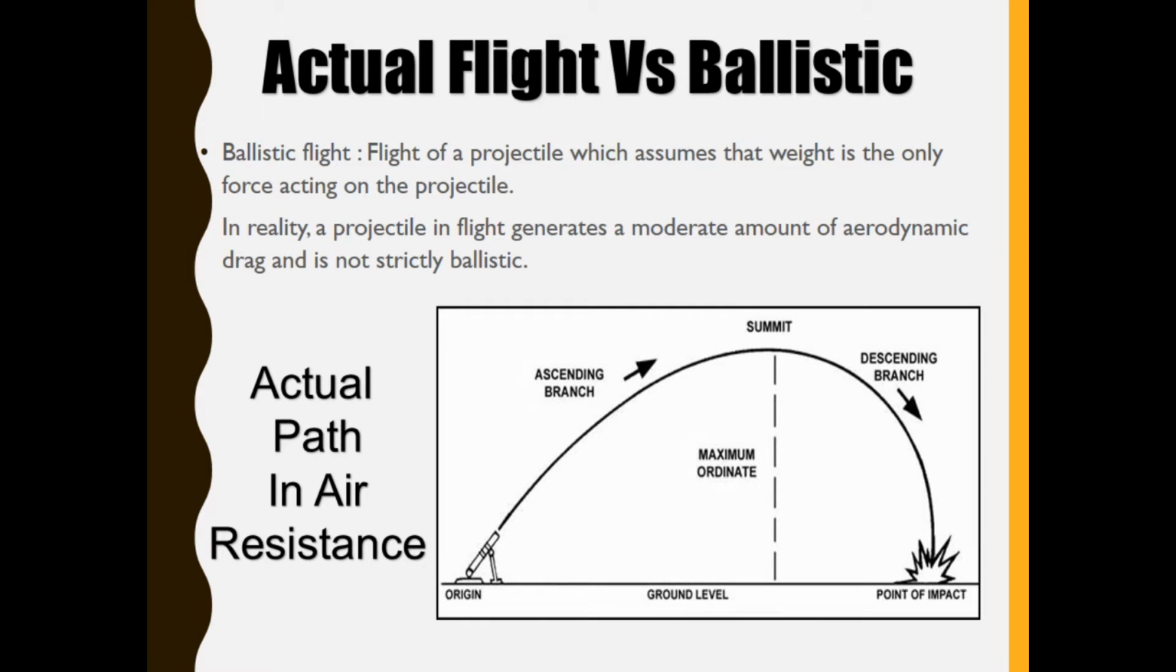So next we are going to compare ballistic flight versus the actual flight. A ballistic flight is a flight of a projectile which assumes that the weight is the only force acting on the projectile. Hence, under the influence of gravity, which is the only force acting on it, the trajectory is a perfect parabola. In reality, the projectile in flight generates a moderate amount of aerodynamic drag. Hence, it's not strictly ballistic, and the shape of the trajectory is not a parabola.